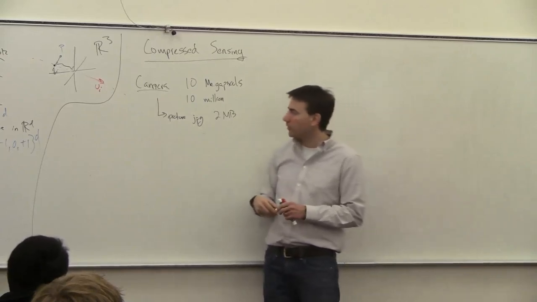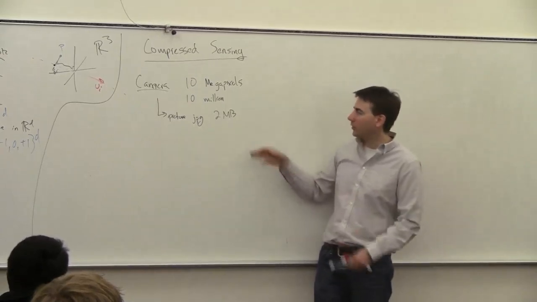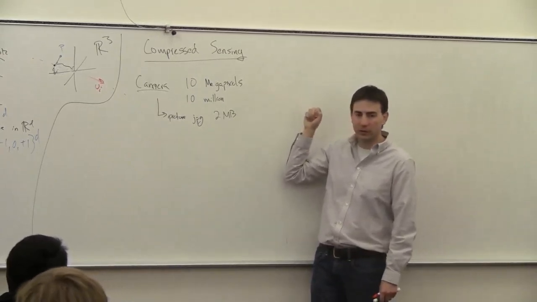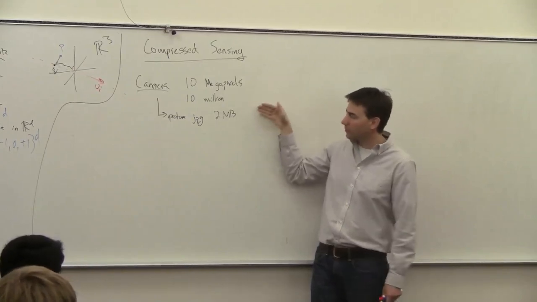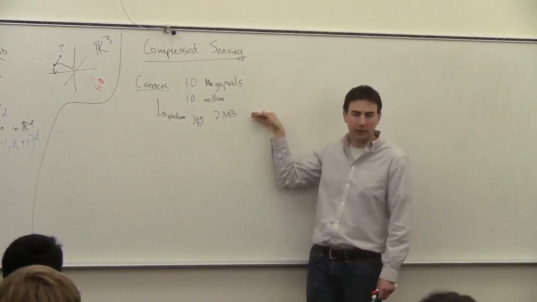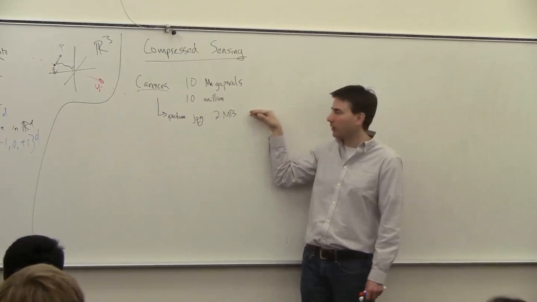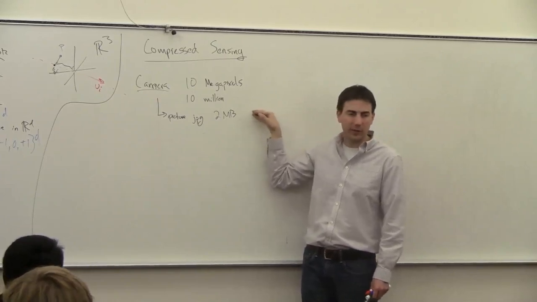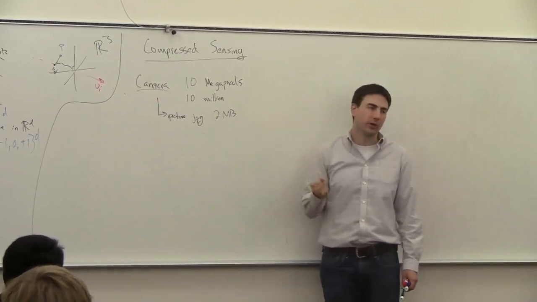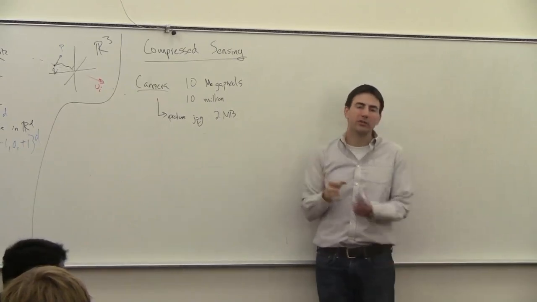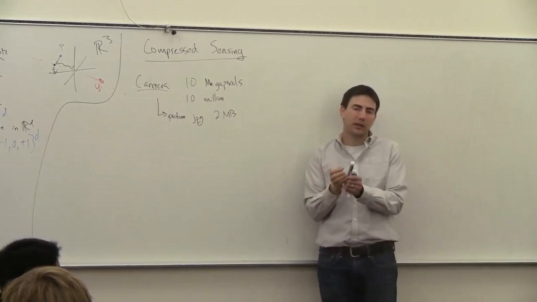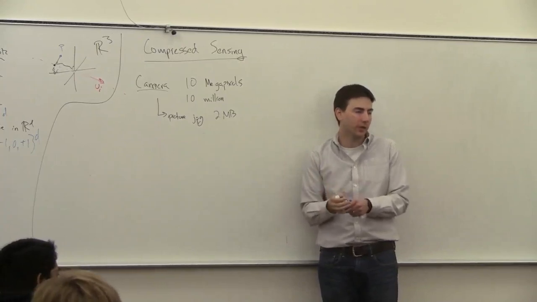Right? So this is the idea. How do we use much fewer sensors to get the same quality image as the JPEG that we store? How do we sense something that can get the quality of a compressed representation?